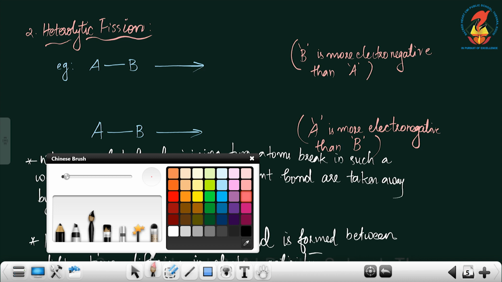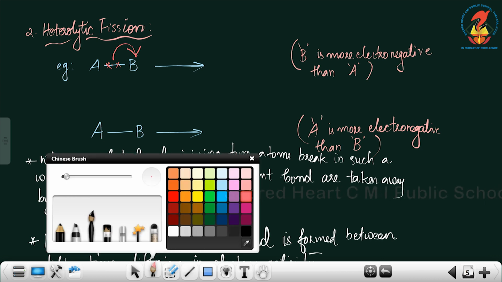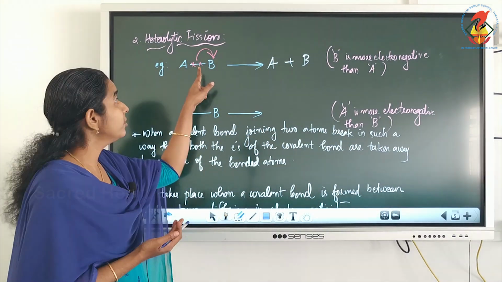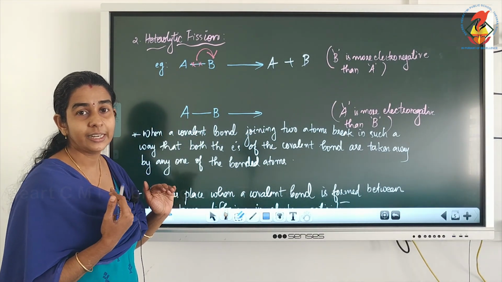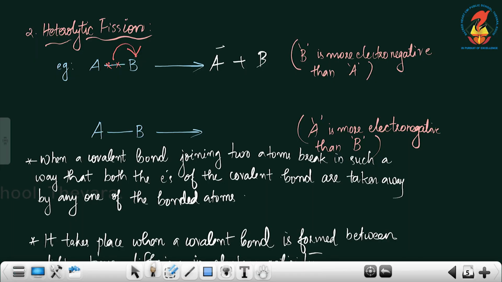Since B is more electronegative than A, B will be taking, we know that a single bond means two electrons, so B will be taking both the electrons. So the bond is completely shifting towards B. So I am using a complete arrow to represent heterolytic fission. If B is taking both the electrons towards itself, now there is no bond between A and B, isn't it? So they will split as A and B separately. A is losing electron because it was actually a shared pair of electrons. So A will be getting a positive charge and B will be getting a negative charge.